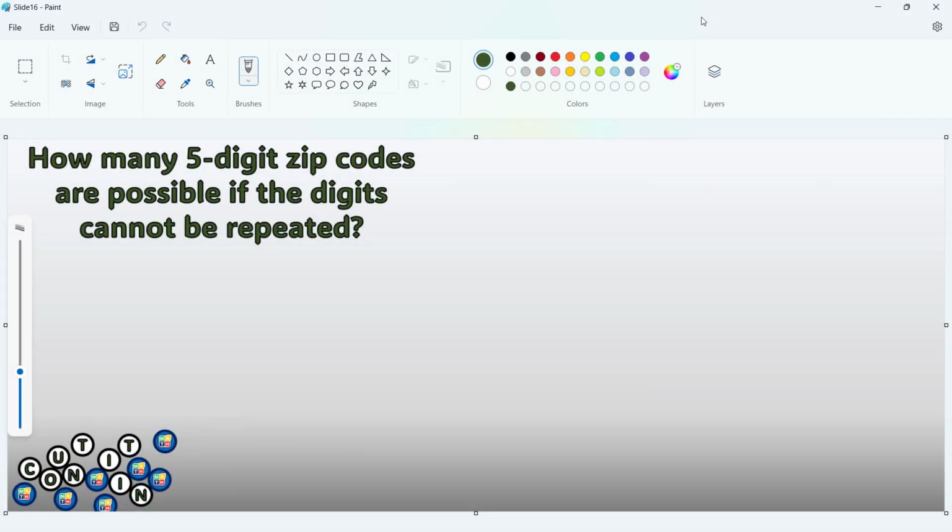How many 5-digit zip codes are possible if the digits cannot be repeated? Now this problem seems familiar because we already solved this using the fundamental counting principle. But this time, we are going to present another method, the use of permutation, so that it would be a guide for us as a formula to be used for similar situations.